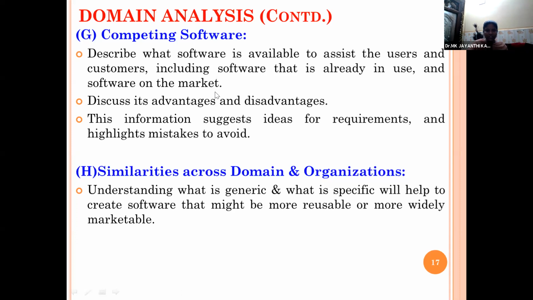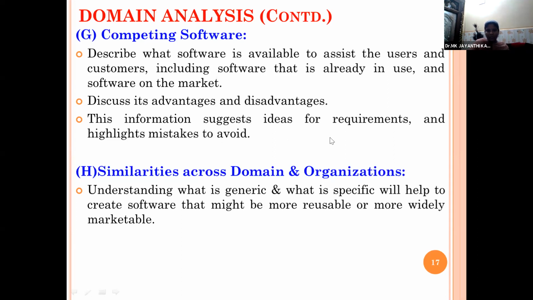Understanding what is generic and what is specific will help to create software that might be more reusable or more widely marketable. So if any system already exists that can be used by the particular domain people, it can also be taken into consideration. And what is the drawback in the existing system, and how the existing similar project can be modified so that it can be more efficient than the automated system, that can be described in this particular section.